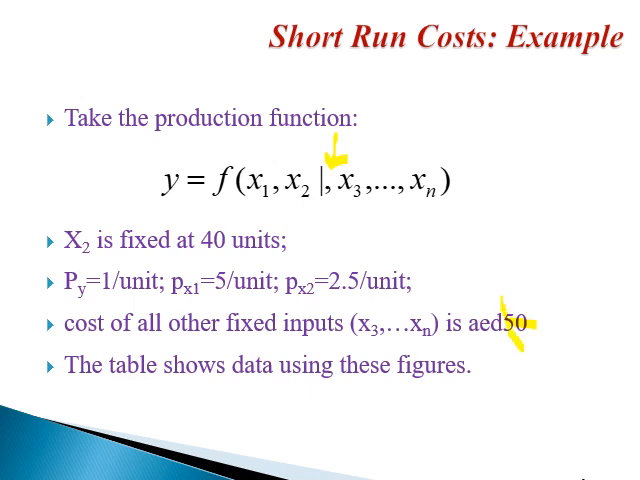Remember, 50 in that case must be added to 40 times 2.5 because I am holding constant the amount of X2 at 40 units. And the unit price of that is 2.5. So 2.5 times 40 is 100. 100 plus 50, this will be my total fixed cost, $150.